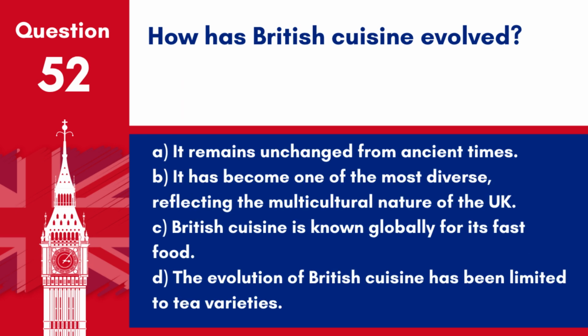Question 52. How has British cuisine evolved? A. It remains unchanged from ancient times. B. It has become one of the most diverse, reflecting the multicultural nature of the UK. C. British cuisine is known globally for its fast food. D. The evolution of British cuisine has been limited to tea varieties.